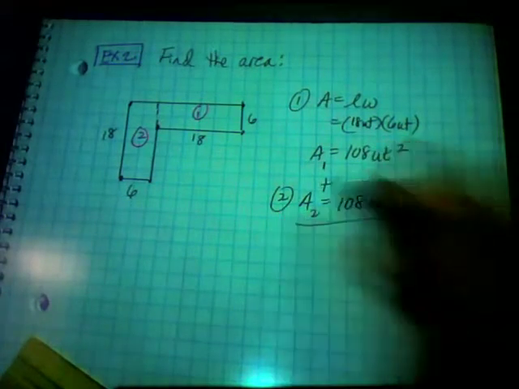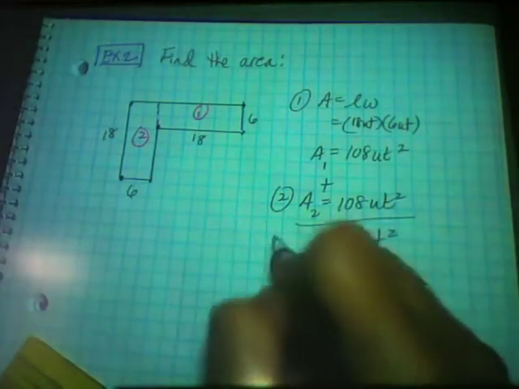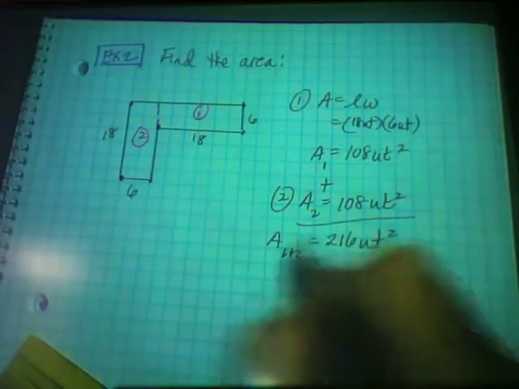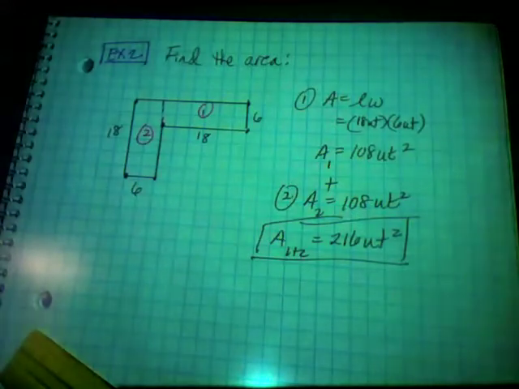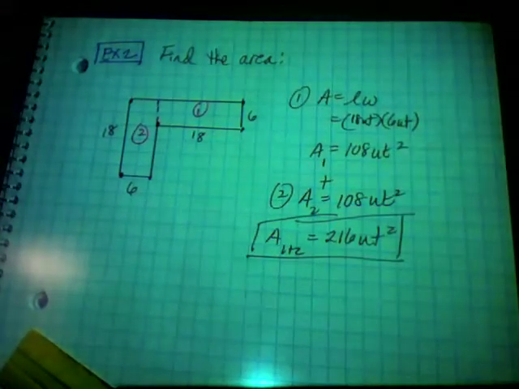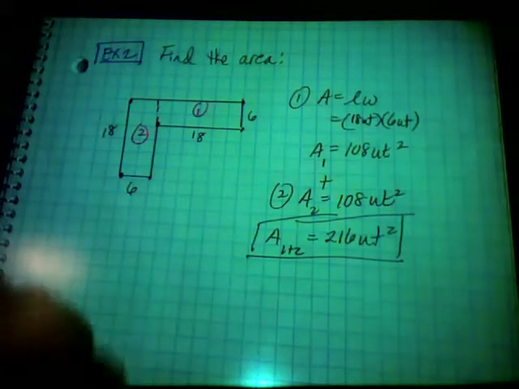And then I can go ahead and add them together and I get 216 units squared for area 1 plus 2. Done. Now if they're two different shapes, you're going to have two different sets of work. Now, the last thing I want to discuss with you before I give you some problems on a study guide is let's talk about conversions.